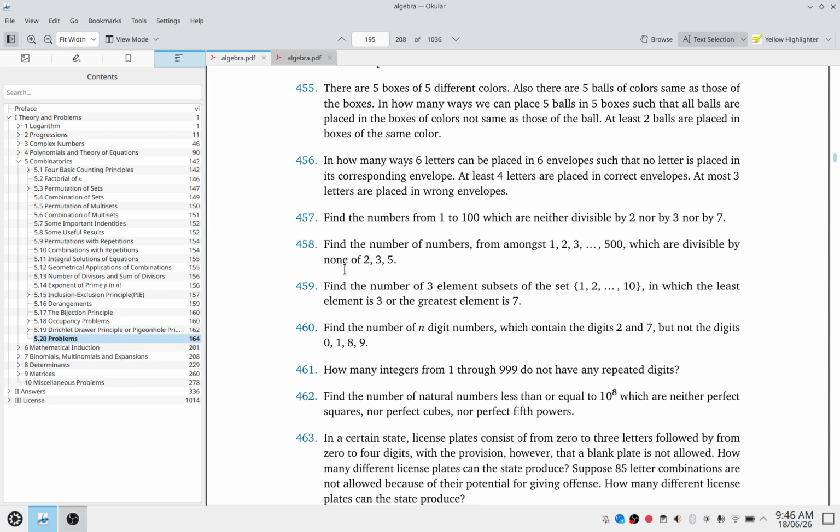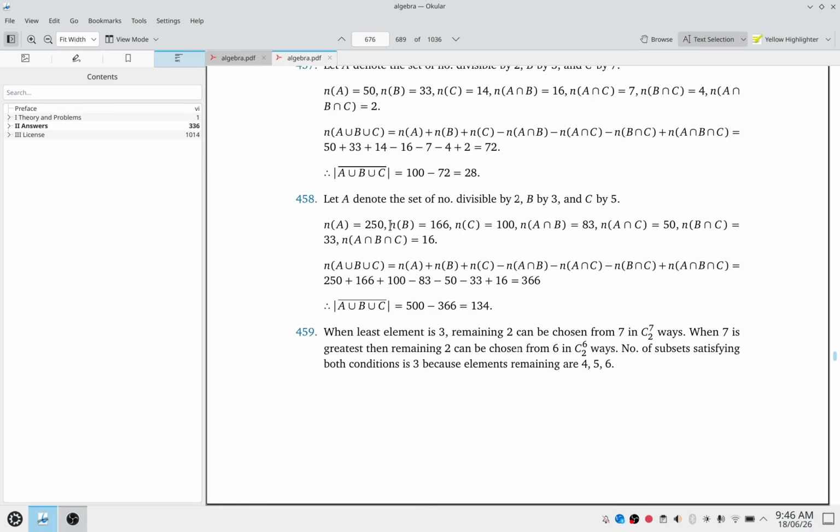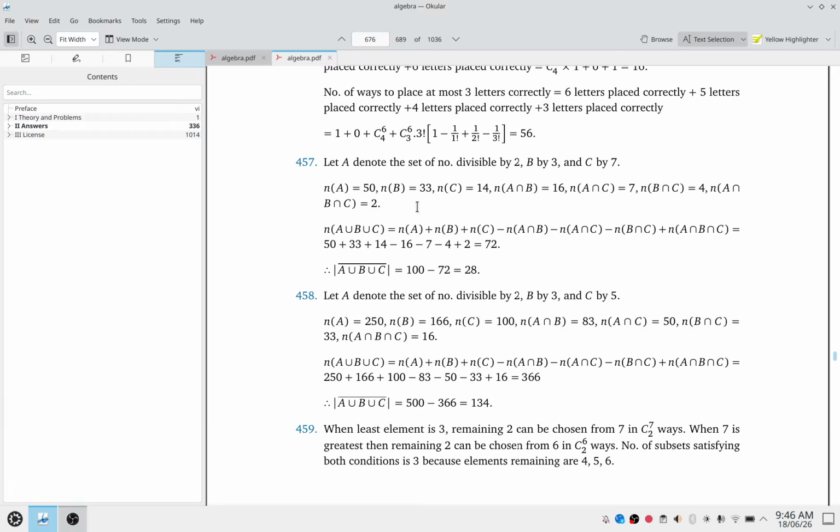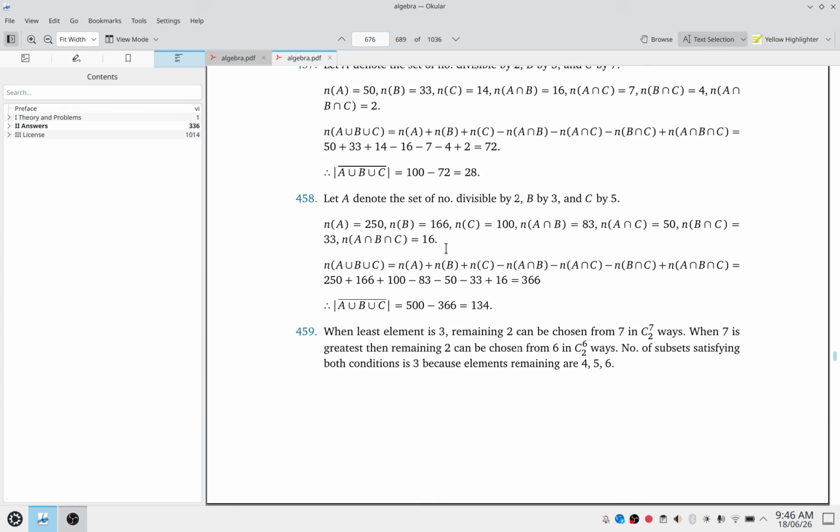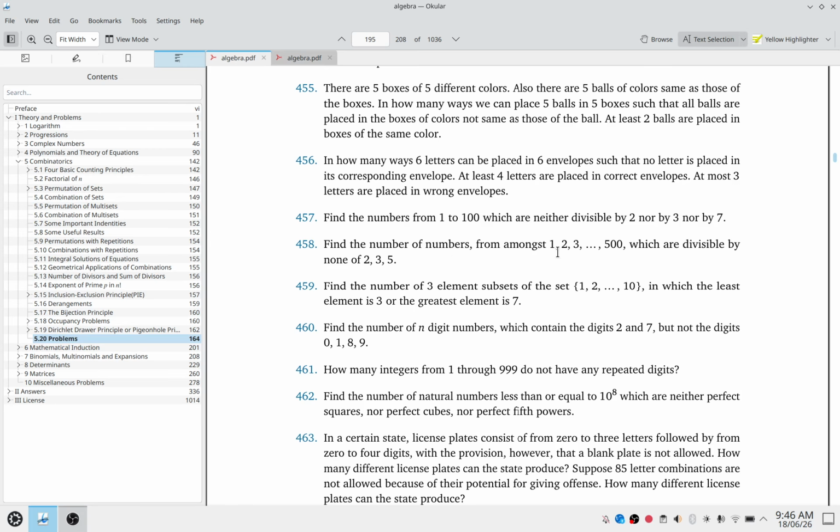Question 458 says that find the number of numbers from amongst 1, 2, 3 to 500 which are divisible by none of 2, 3, 5. Same question as previous one. You do the same kind of calculations and you get the final answer as 134. Okay, exact replica of question 457, just that 7 is replaced by 5 and 100 is replaced by 500.